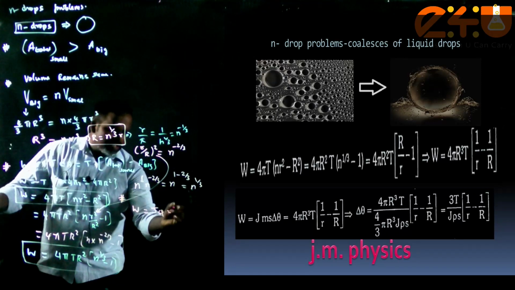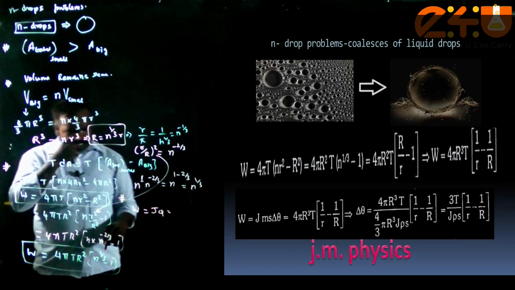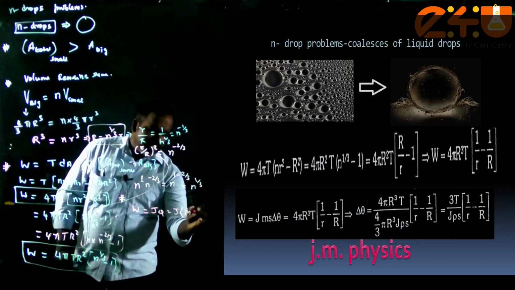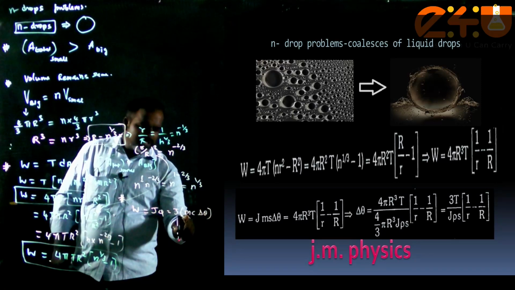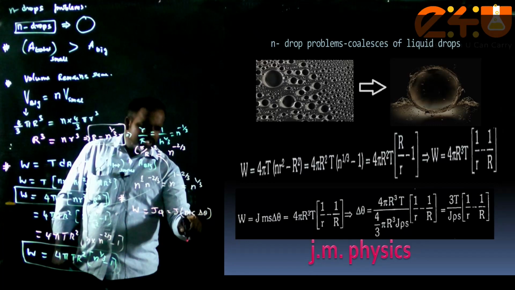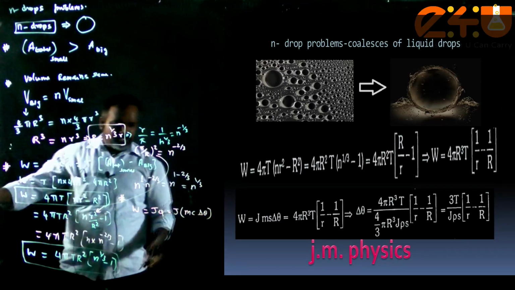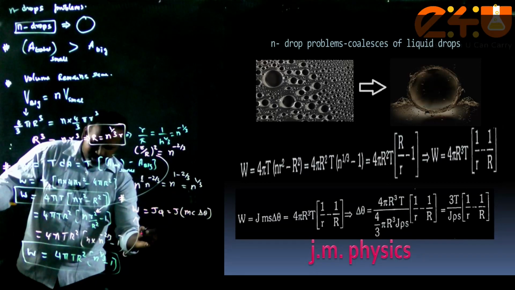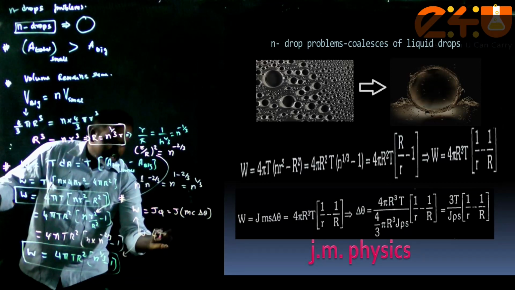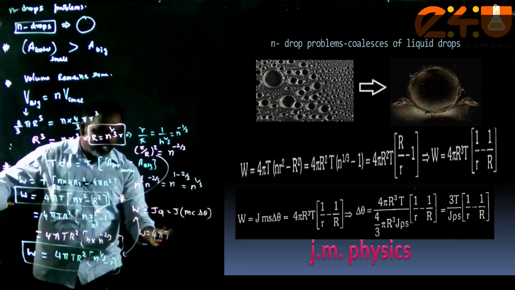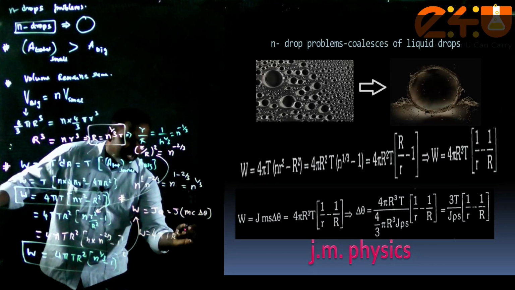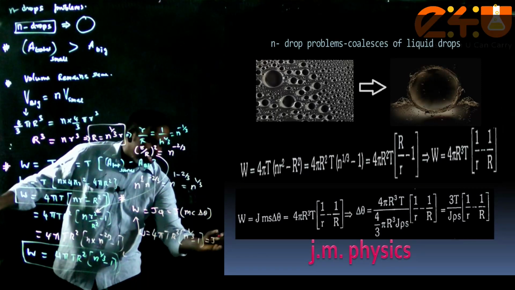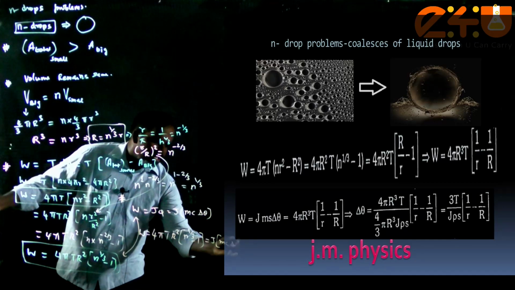But we know that the amount of heat energy required to change the temperature of any liquid, that is J into Q, is given by J m c delta theta, where m is the mass of the liquid and c is the specific heat capacity of the liquid. Therefore, by equating these two relations, we can write that W is equal to 4 pi T R square into n power 1 by 3 minus 1, that is equal to J times m c delta theta.